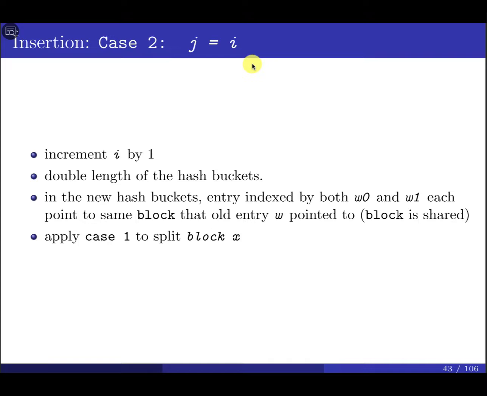What I need to do here, that means the current value of i is not enough, so increase i equal i plus 1. Add 1 bit. That means instead of using the first i bits, I'm going to consider the first i plus 1 bits. Add 1 extra bit from the hash value. When you add this one, then double the length of the hash bucket or the directory.